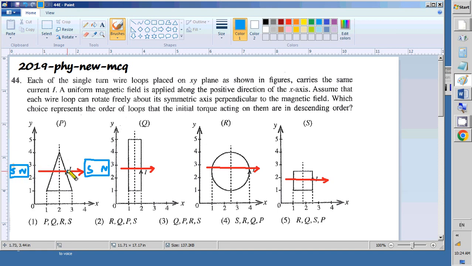So then the N pole and S pole are closer to each other, therefore they are acting. N to S force lines are there. Force lines will be created in this field, in this surrounding. So that is how we do it. However, what they say is applied along the positive direction of the x-axis.